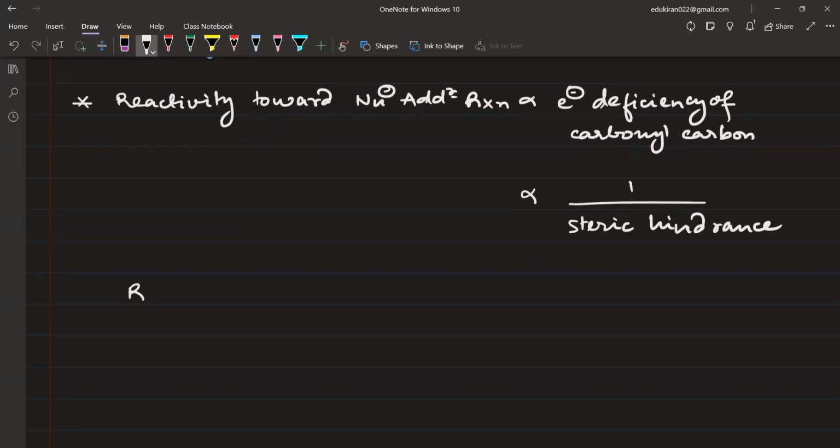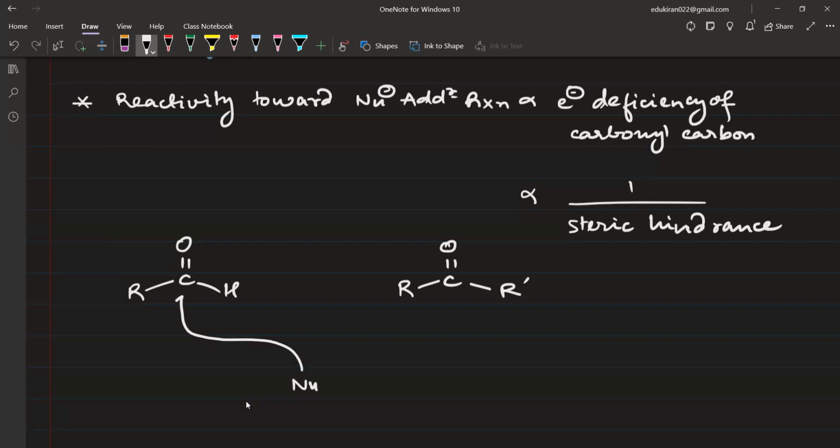You have R. I am looking at aldehyde and ketone both. So C double bond O, and we have hydrogen. Also we have R, C double bond O, and here we have R dash. So the one is aldehyde, and the other one is ketone. See here, if we have a nucleophile, the nucleophile is going to attack here.